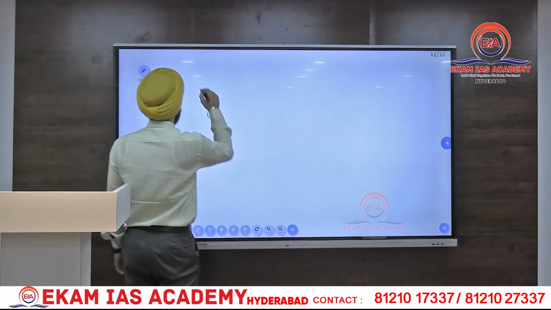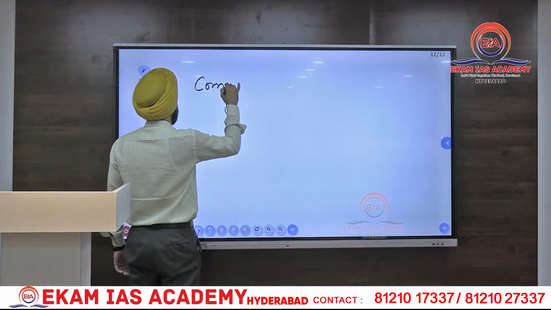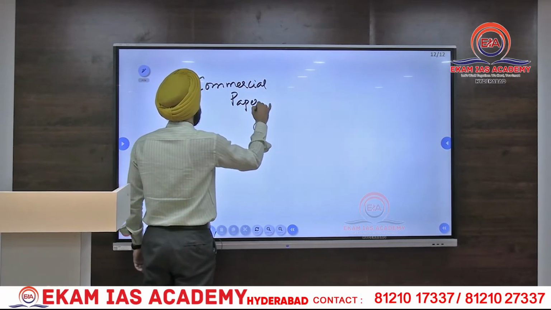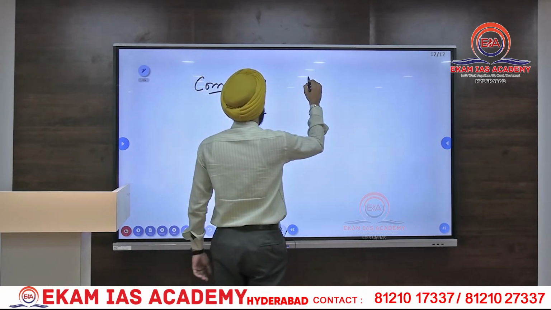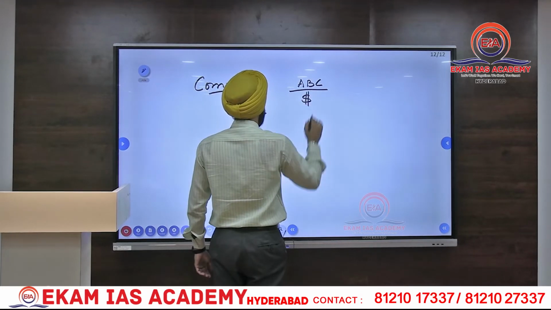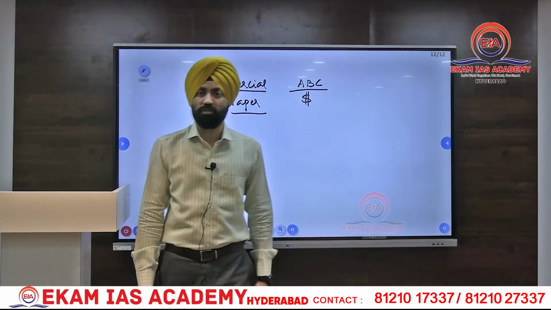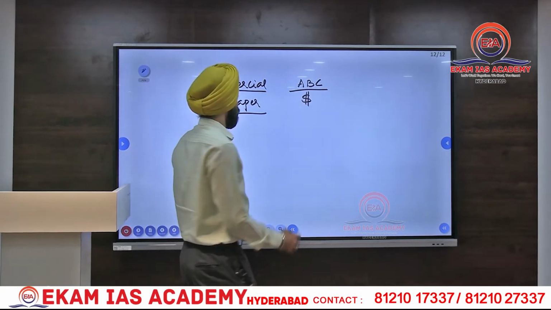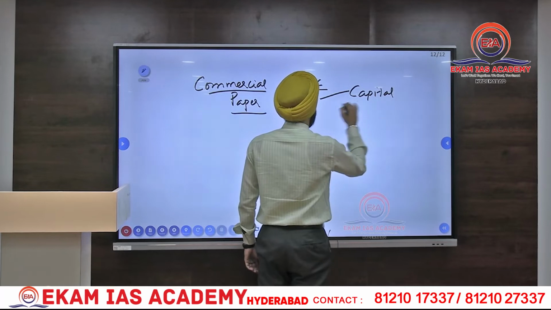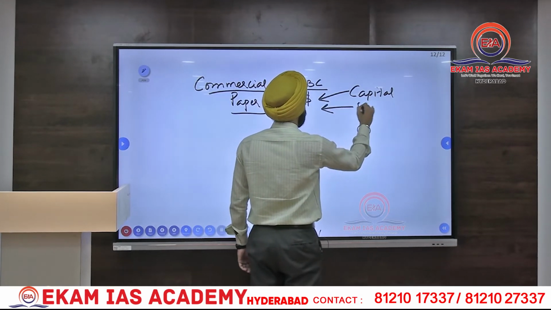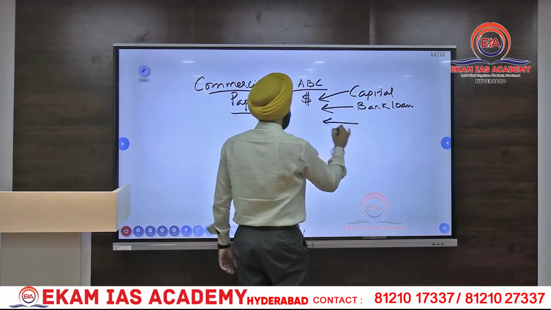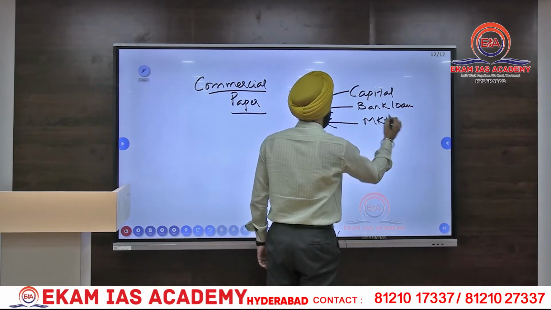Say for example, a company called ABC wants money, in terms of dollars. The one way is to tell its capital shareholders, please give me money. The second way is to go to the bank and take a loan. The third way is to come to the market and take a loan.